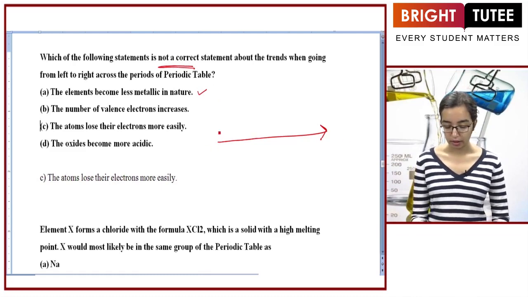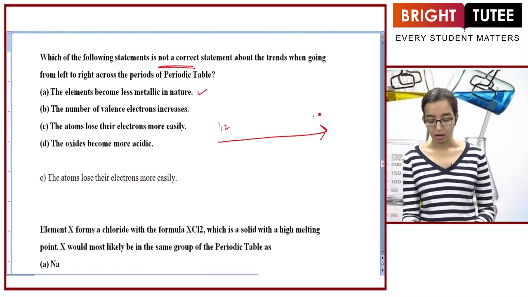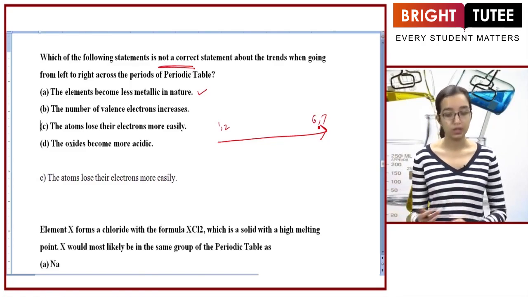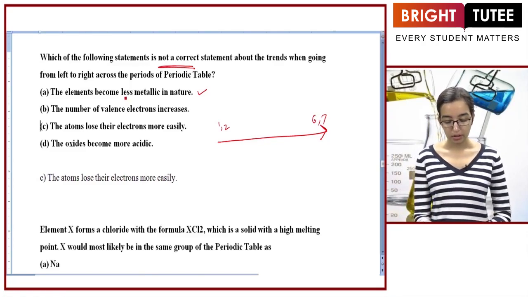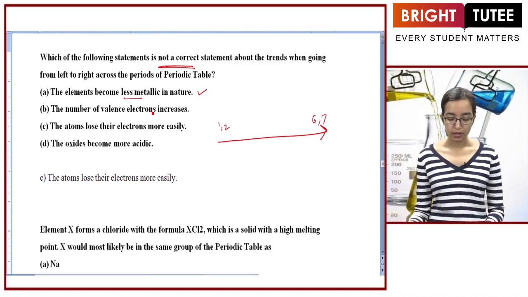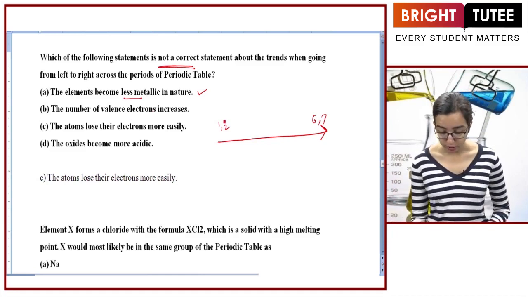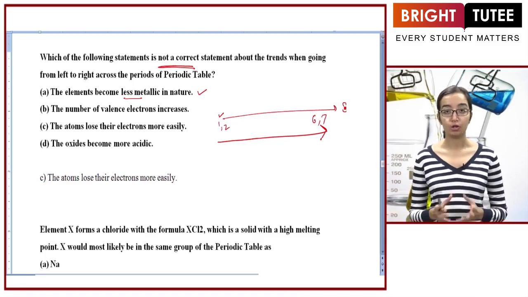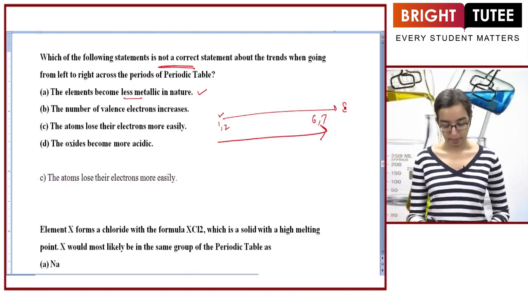As you go, here we have 1 or 2 electrons in the outermost shell, and here you have 6 or 7 electrons in the outermost shell, which means the metallic character, or the ease with which an element would lose an electron, would decrease. So, the elements become less metallic. The number of valence electrons increases. That is also true. As you see, from 1 it goes up to 8. So, the number of valence electrons is in fact increasing.